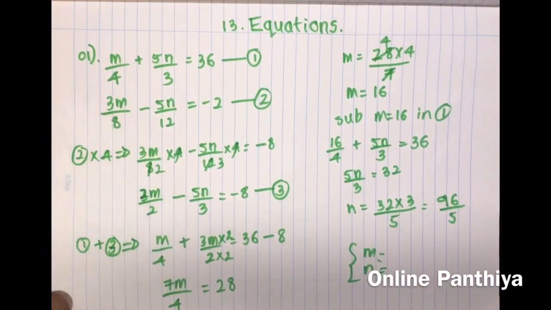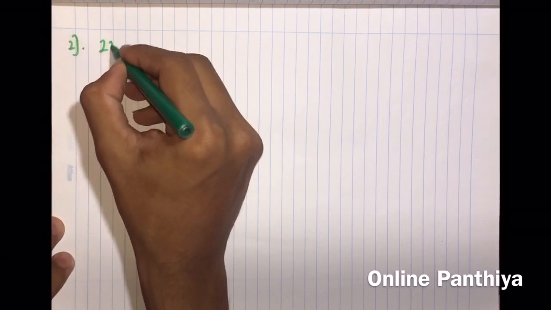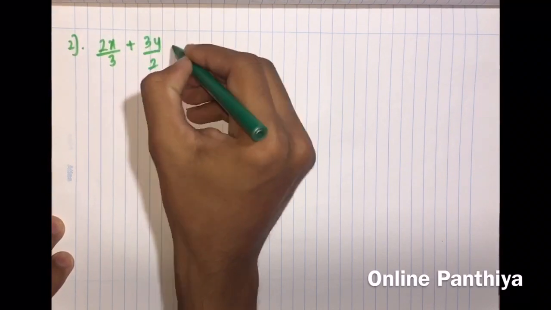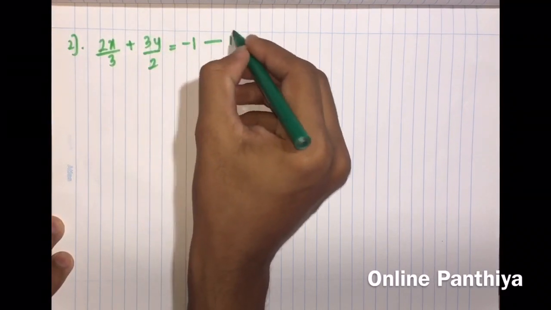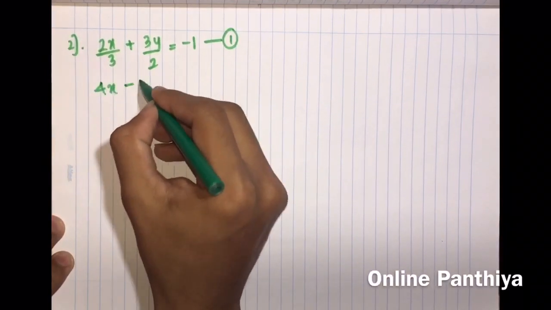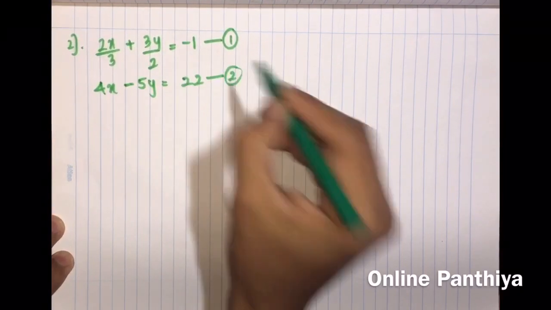Is that correct? Okay. Let us check one more example. Second example: 2x over 3 plus 3y over 2 is equal to minus 1. We'll call this equation 1. And the second equation is 4x minus 5y equals 22. Let us call this equation 2.